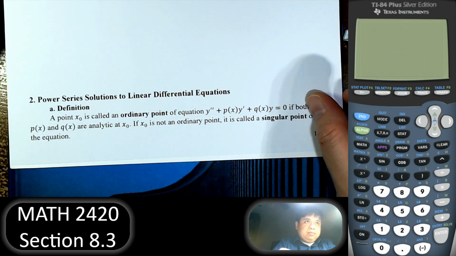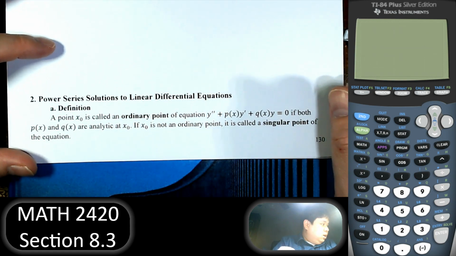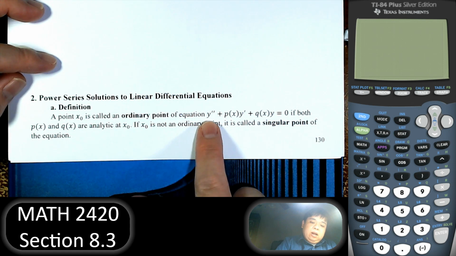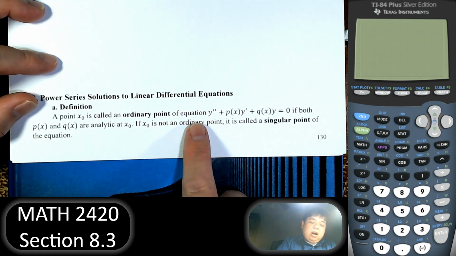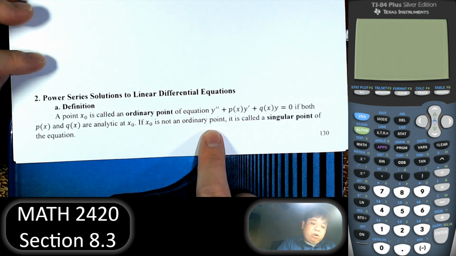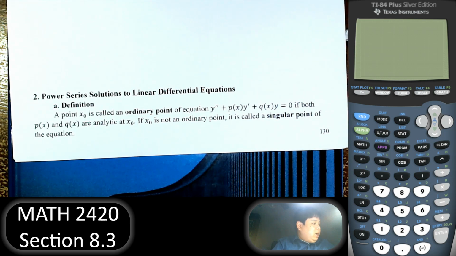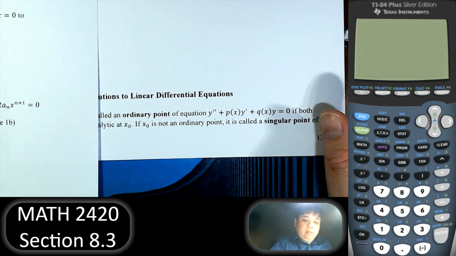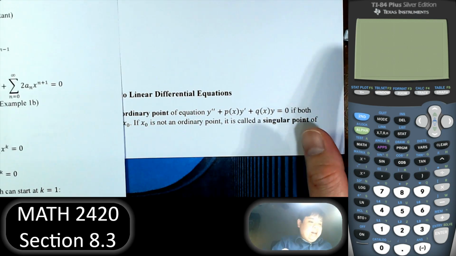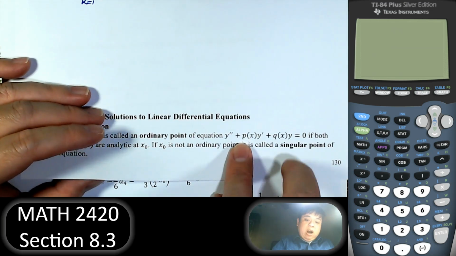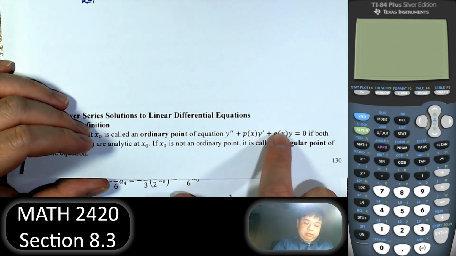Now, let's just go over the theorem first. x naught is called an ordinary point of the equation if both p of x and q of x are analytic, meaning that we can write them as a power series representation. If it is not an ordinary point, we call that a singular point. Now we only focus on writing the solution at the ordinary point, and the singular point will be in the next section. Once again, an ordinary point is where we can write a power series representation for p of x and q of x.